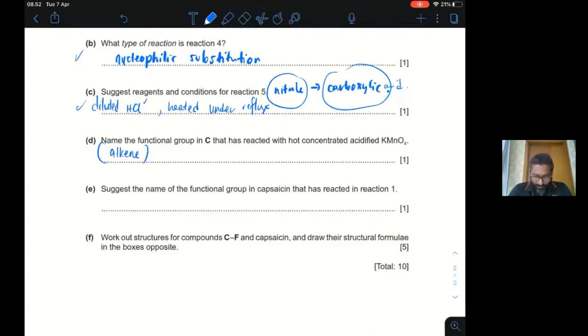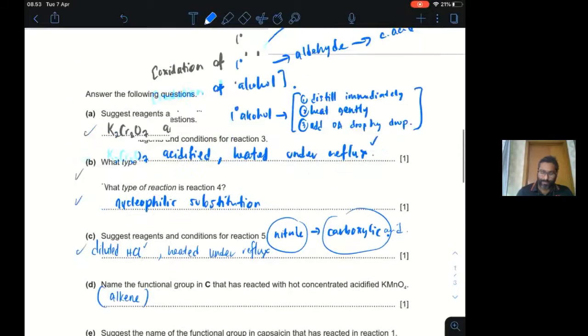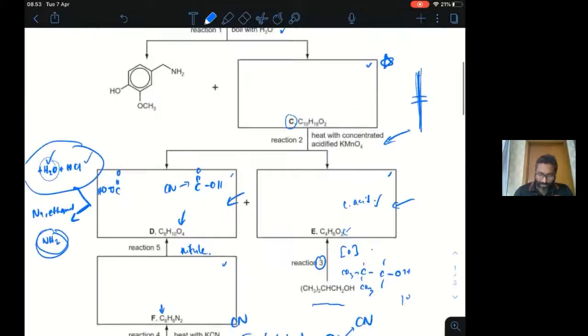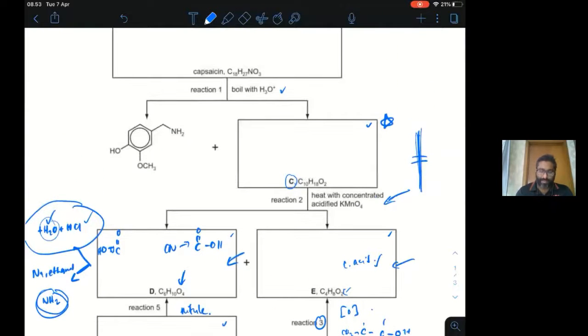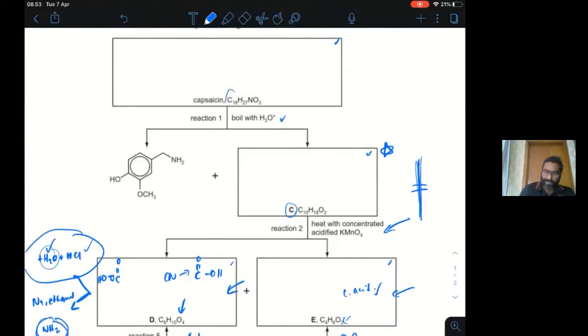Suggest the name of the functional group in capsaicin that has reacted in reaction 1. What is the functional group that has reacted in reaction 1? You can see that this is C18. It means something over here, both of them were combined together. So when you boil with H3O+, it means using acid, so some kind of hydrolysis is happening. It means we are using water to break them.